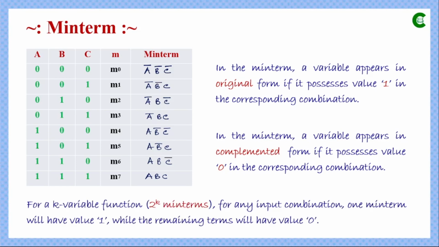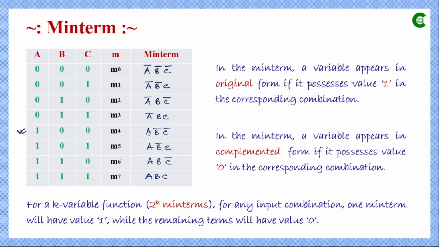Now for a k variable function, which has 2 to the power k minterms, for any input combination, one minterm will have value 1 while the remaining terms will have value 0. Suppose we choose this combination. So this combination means what? 1, 0, 0. And the minterm is what? A, B complement, C complement.